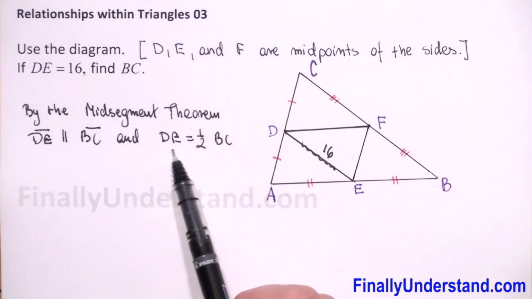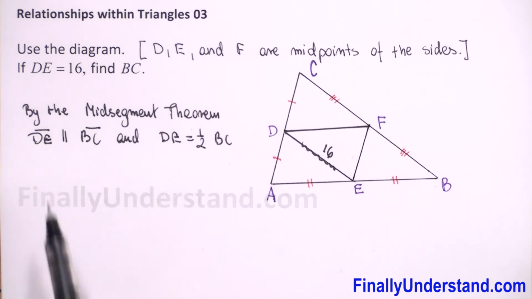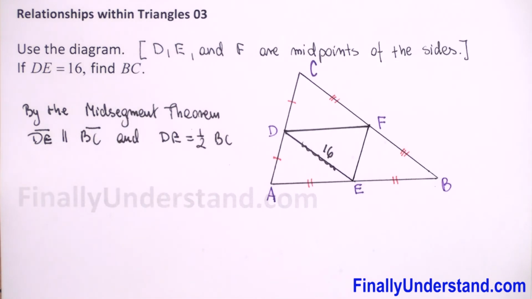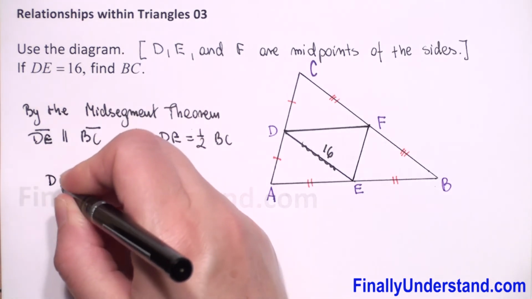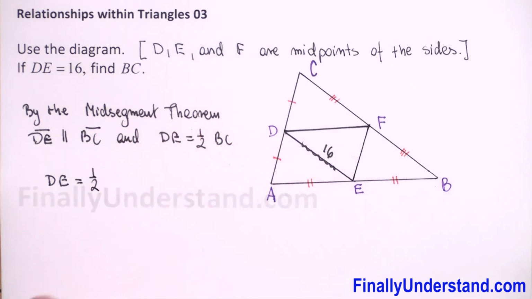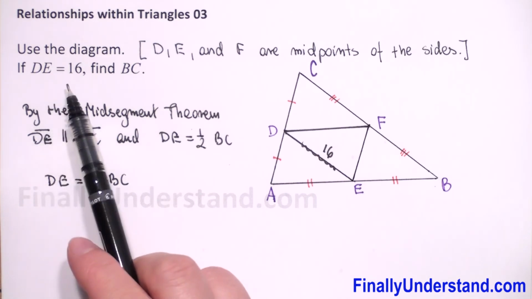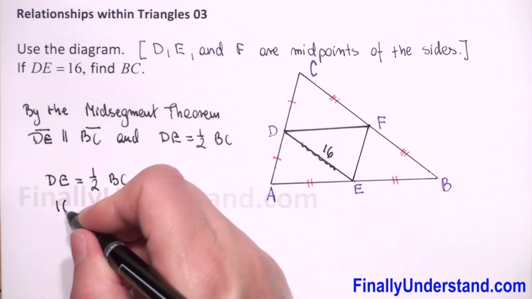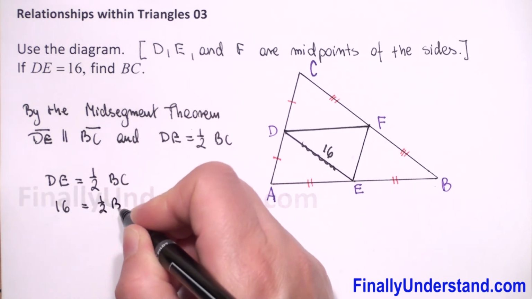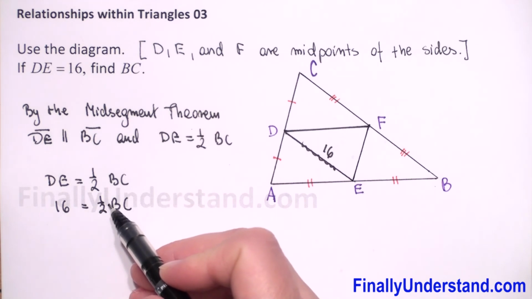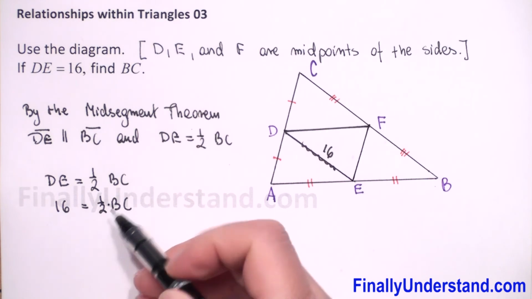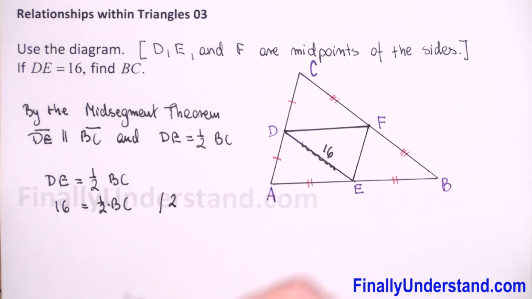So now we can use this equation. Because we are given DE, we have to find BC. So let me copy this equation one more time. DE is equal to 1/2 of BC. Like I said, DE is given as 16, so we can substitute DE by 16: 16 is equal to 1/2 BC. Because we need to find BC and we have 1/2 multiplication, I will multiply both sides by 2.